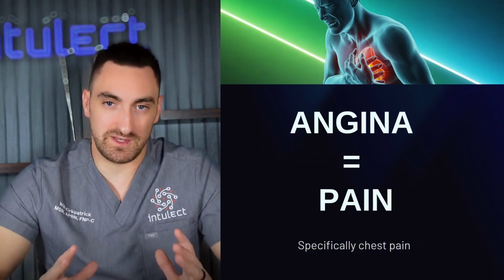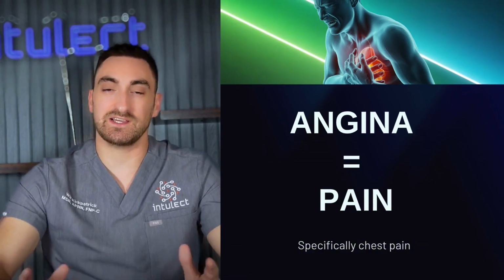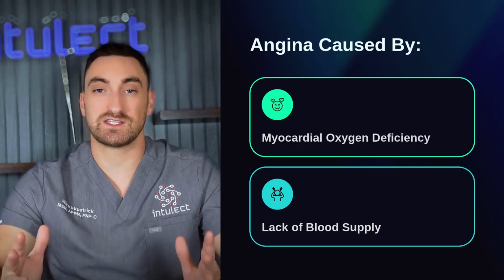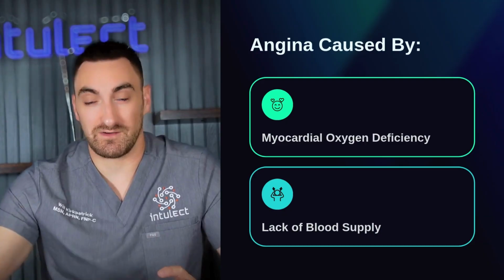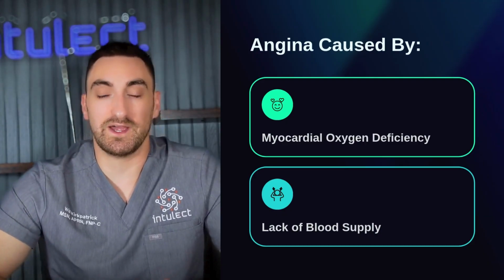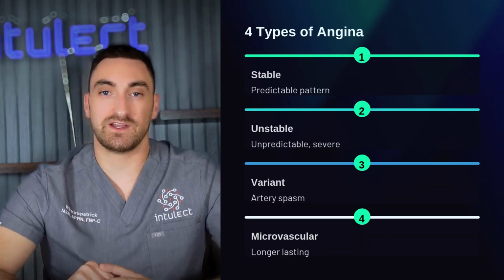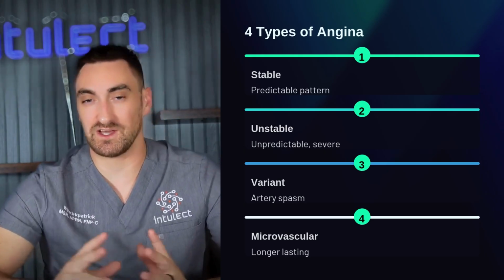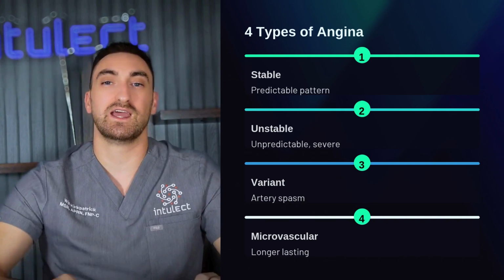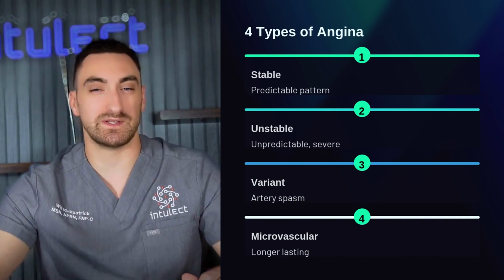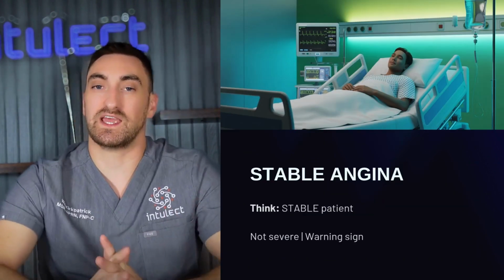Let's go into the different types of angina. So angina is pain. It's chest pain related to the myocardium's deficiency in getting oxygen and blood supply. So there's stable angina, there's unstable angina, and there are other types of angina such as variant angina. Let's just get right into that first, and then we'll get into what the difference is between STEMI and non-STEMI. So what is stable angina?